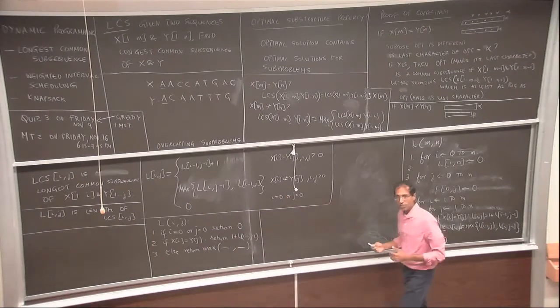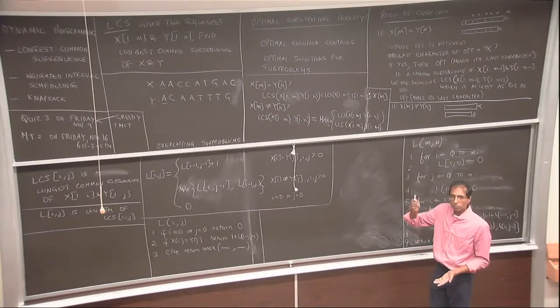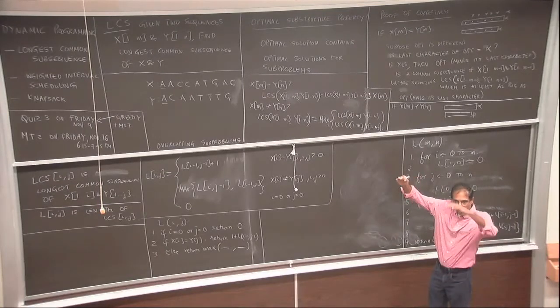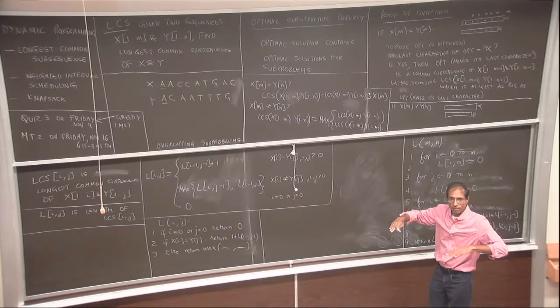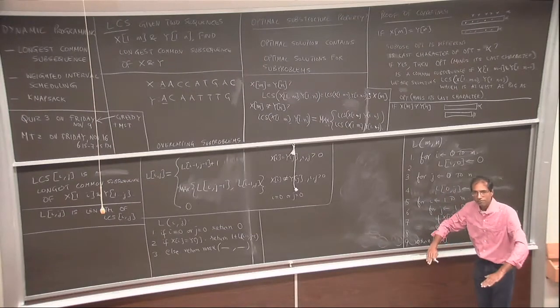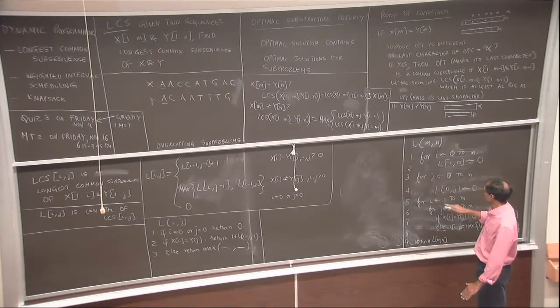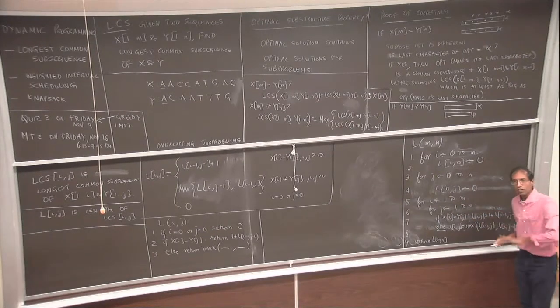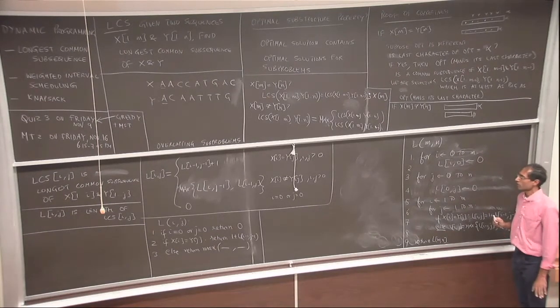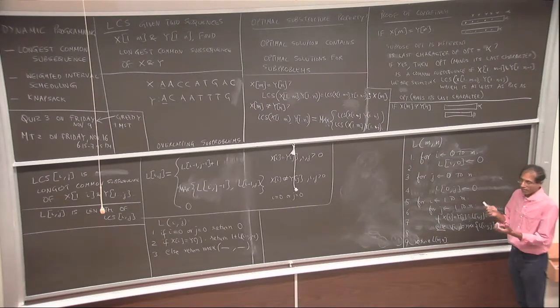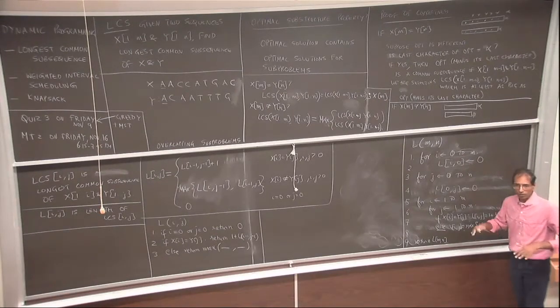An iterative procedure is bottom-up, because before it can do L(m,n), it wants to make sure that it has done everything else before. So it starts from i equals 1 to m, and j from 1 to n, so that by the time you reach m and n, you have done all of the i's less than m and all the j's less than n. These are exactly the same thing, just two different ways of looking at it, whether you're doing it top-down or bottom-up.